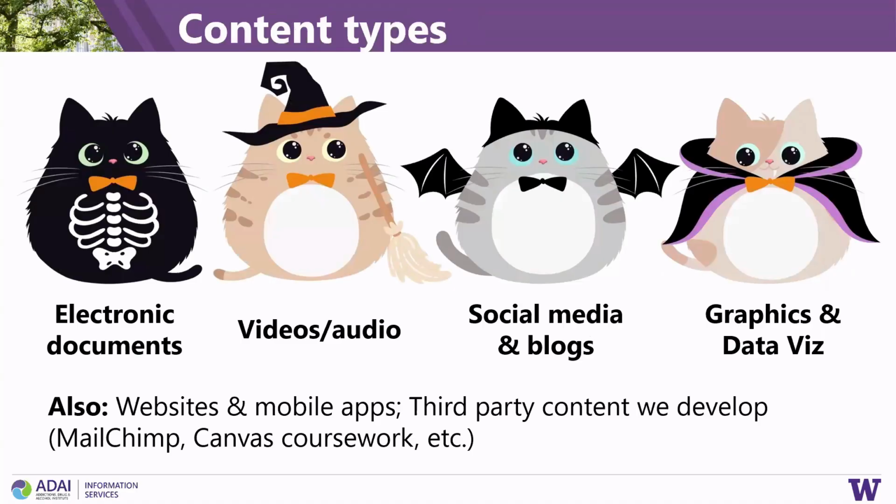So what kinds of content does this apply to? First, it applies to what we'll be covering today, which is electronic documents, including word processing files, presentation slides and PDFs, video and audio files, social media, and graphics and data visualizations. It also applies to websites overall and mobile apps, which we don't have time to get into today, as well as any content posted on our websites that we created but that is hosted on a third-party platform, like a MailChimp newsletter we share a link to, or our videos or podcasts hosted elsewhere.